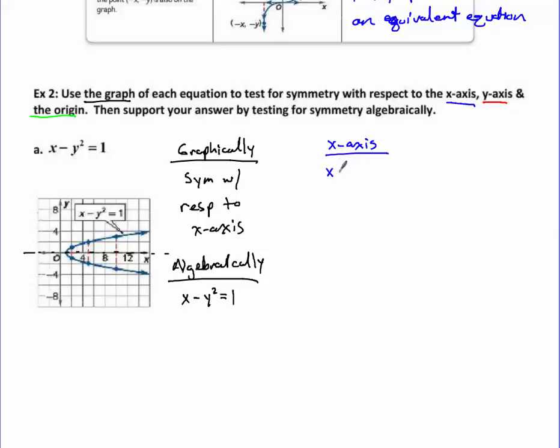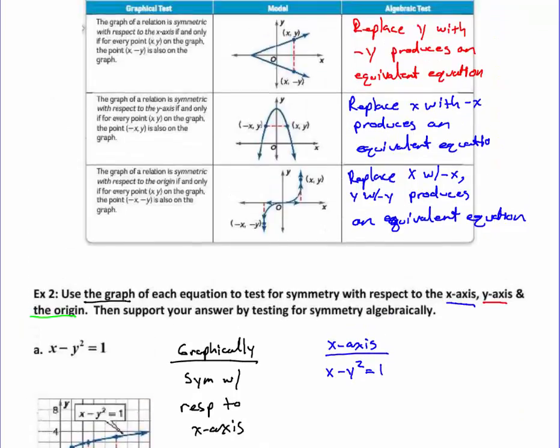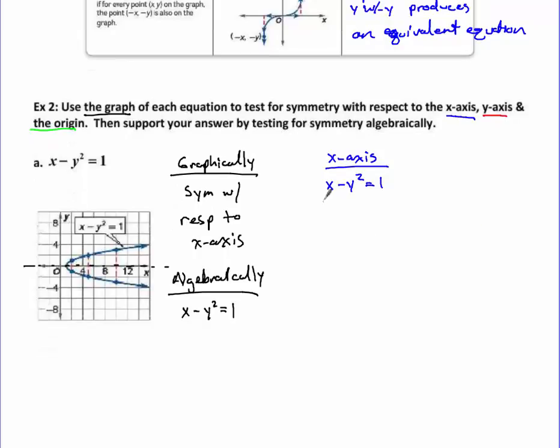So we have x minus y squared equals 1. And to see if it's symmetric with the x-axis, remember back up here, I'm going to plug in negative y everywhere there's a y. So I'm going to write x minus negative y, replacing y with negative y, squared equals 1. And this is where the order that you do things is really going to come into play, because if you say negative and negative makes positive, you're going to make a mistake here.